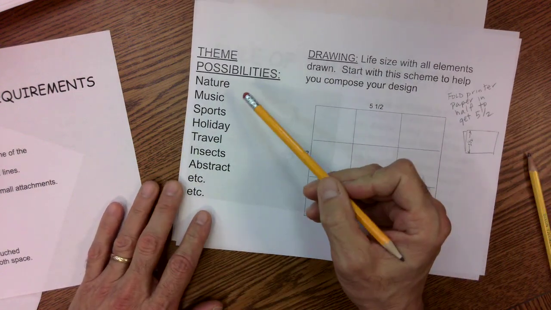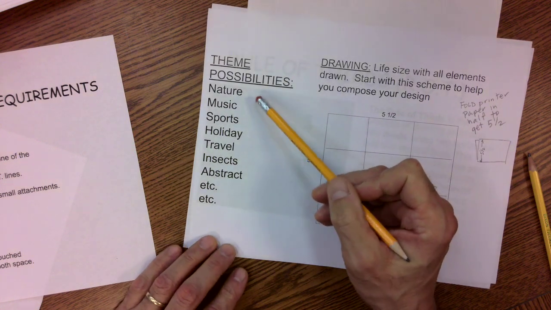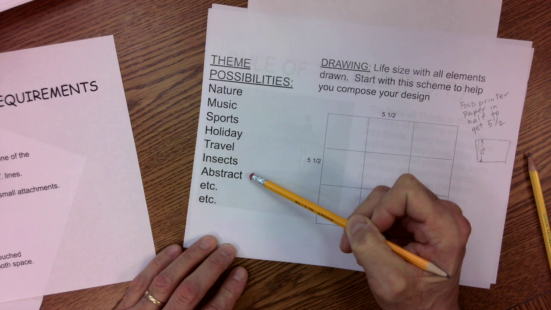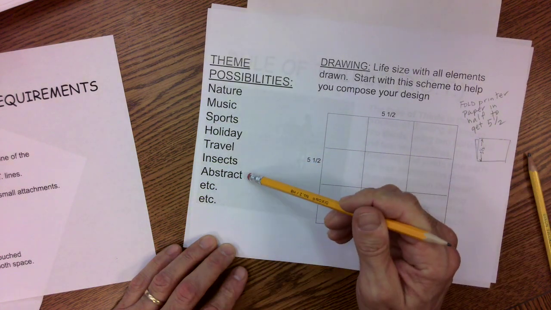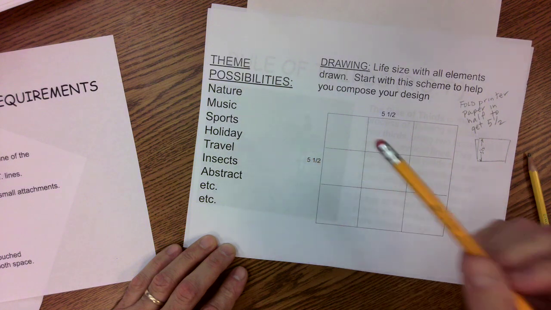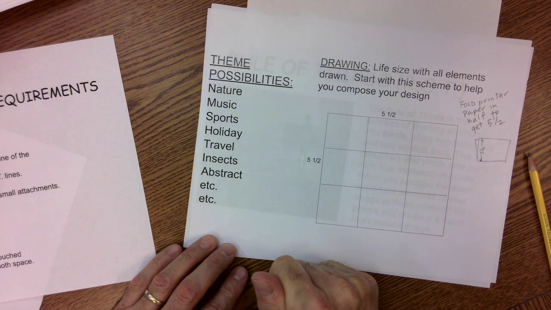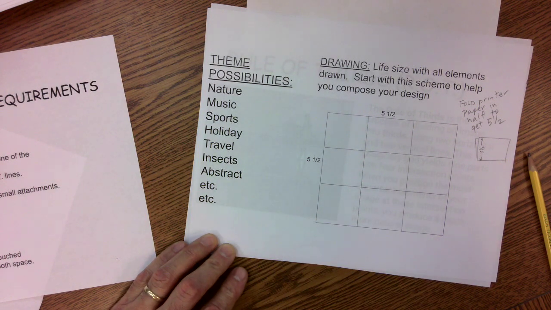Now, when you do your themes, we have lots of different possibilities. I quickly made a list of these. It could be something more abstract, and I'll show you a sample of that. But it can be nature, sports, music, holiday, whatever you want it to be, but it always needs to be school appropriate. Et cetera means this list could be much longer if you chose.